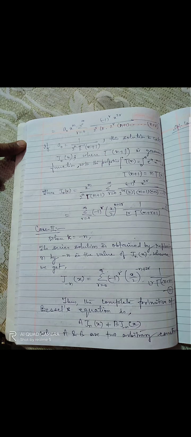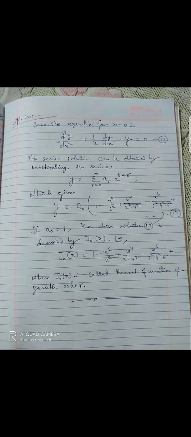In case 2, we take k is equal to minus n, and the series again J minus n(x) becomes summation r is equal to 0 to infinity (minus 1) to the power r. Here only n is replaced by minus n. That's all. Thus, the complete primitive of Bessel's equation is a Jn(x) plus b J minus n(x), where a and b are two arbitrary constants and n is a non-integer.